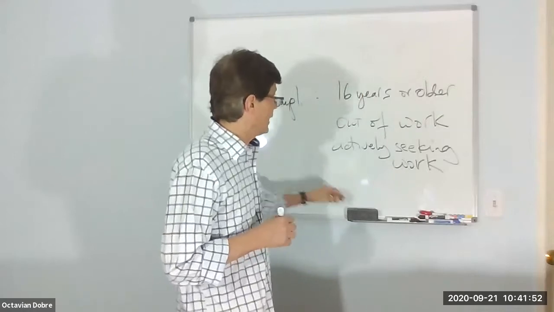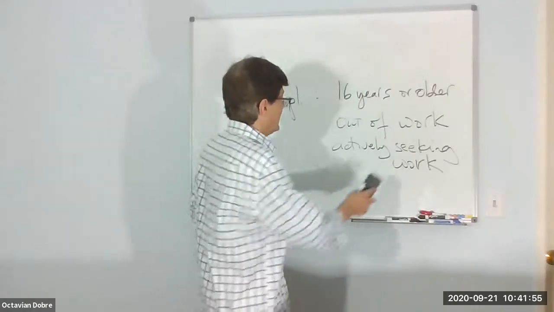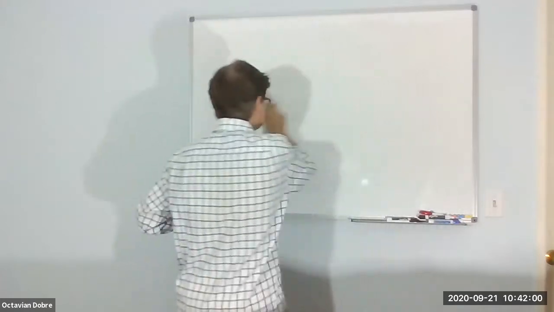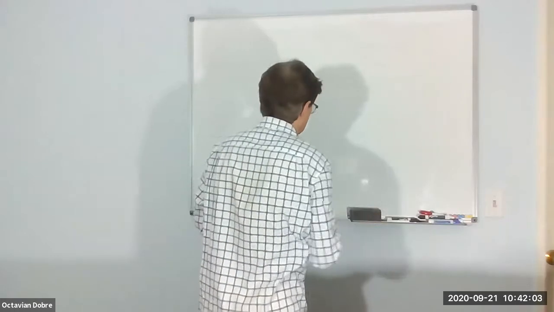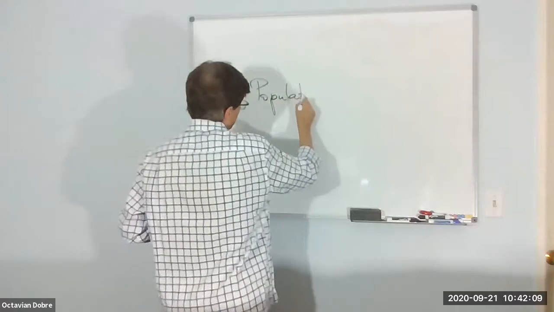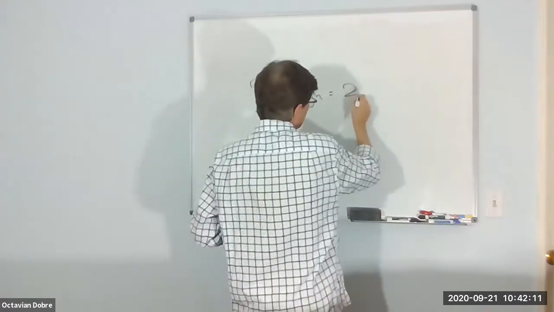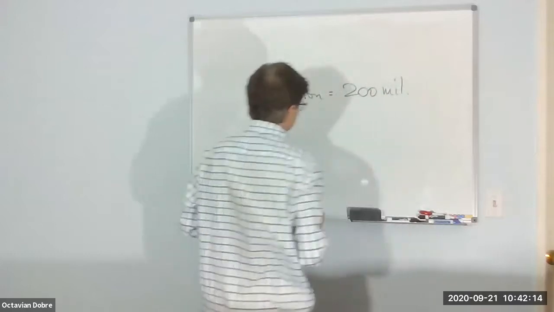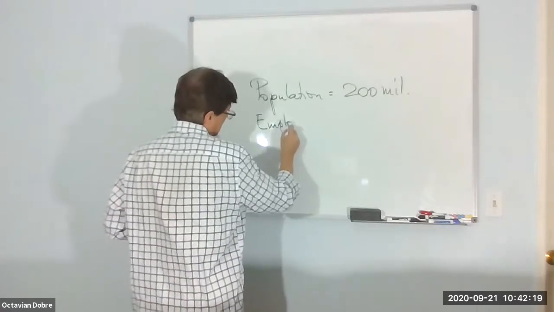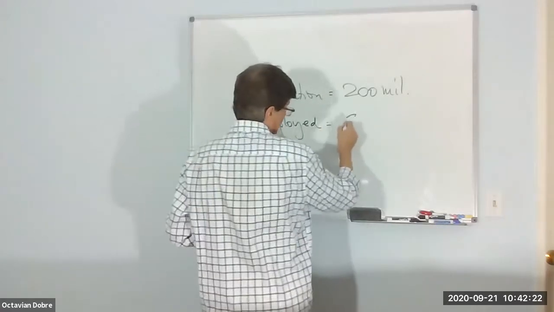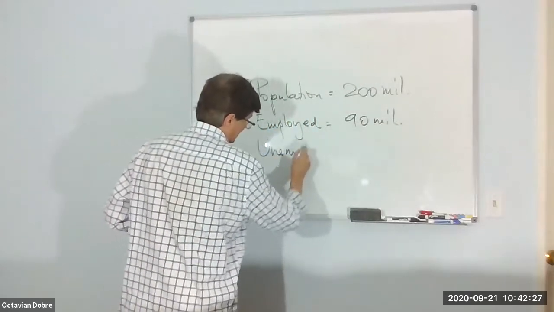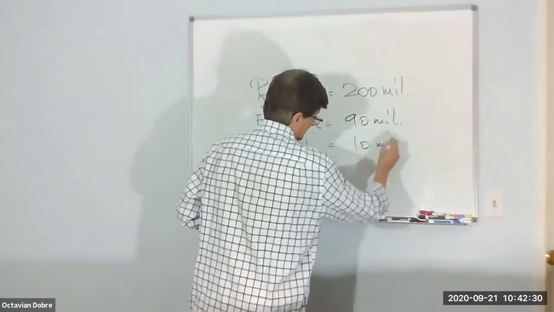Okay, now folks, we're going to calculate the unemployment rate. The way I'm going to do it, I'm going to give you a numerical example. Let's suppose that we have a population equal to 200 million people. And the number of people who are employed is 90 million people. And the number of people who are unemployed is 10 million people.